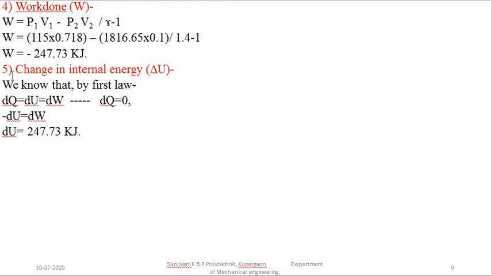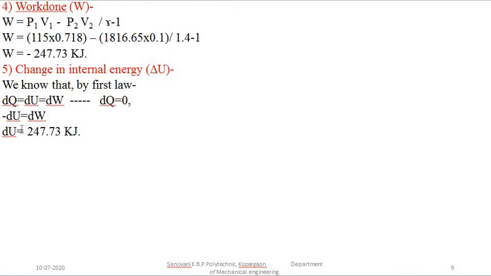the next parameter is the change in internal energy, delta U. So we know that by first law, dq is equal to du plus dw. Now dq is equal to 0. Therefore, minus du is equal to dw. So minus du is equal to minus this value. So internal energy equals work transfer in case of the constant entropy process. So minus du is equal to minus 247.73. So it becomes plus 247.73, absorbing the negative sign. Therefore, we are getting the positive value of internal energy.